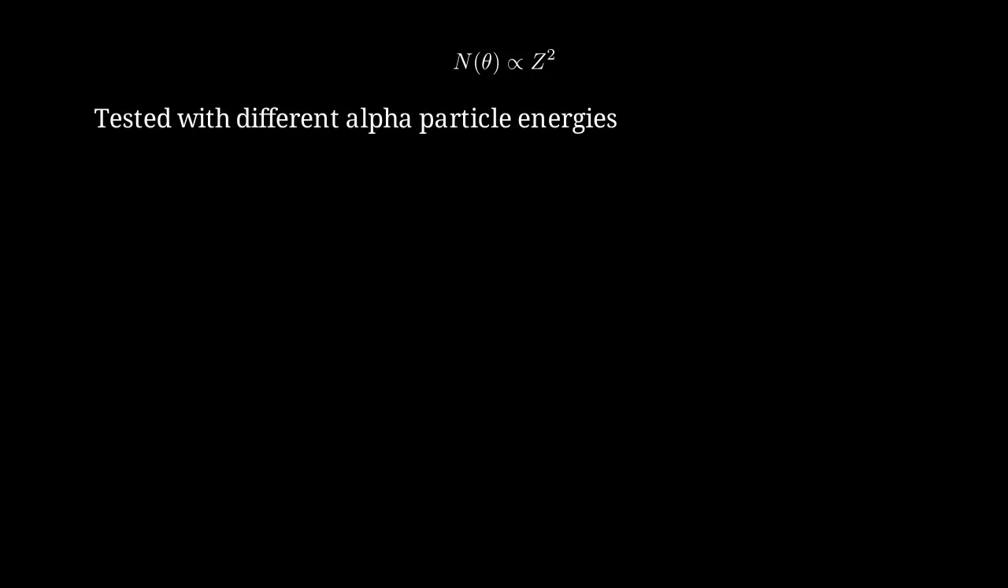They tested the theory with different target materials: silver, copper, aluminum. The scattering scaled perfectly with Z squared as predicted. The number of scattered particles at any angle is proportional to Z squared, exactly as predicted by the formula. They also varied the alpha particle energy. The scattering rate scaled as 1 over energy squared, again perfectly matching predictions. The number of scattered particles is proportional to 1 over energy squared.